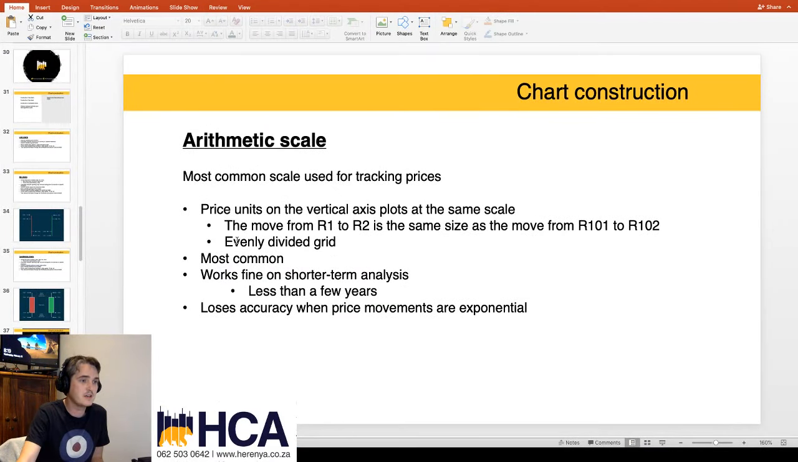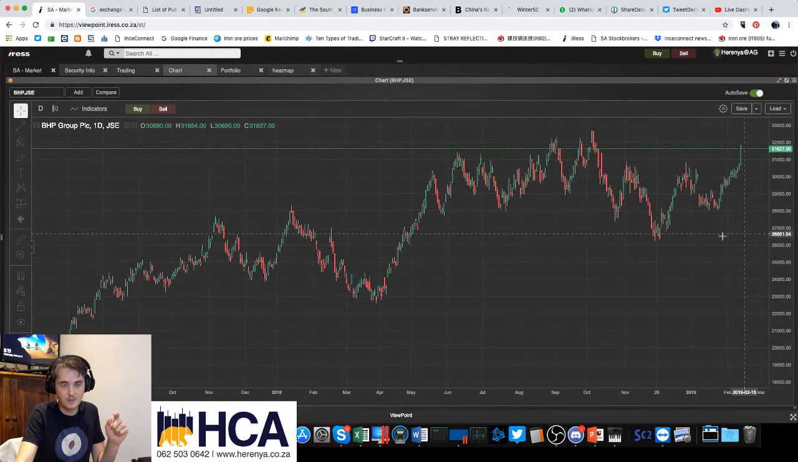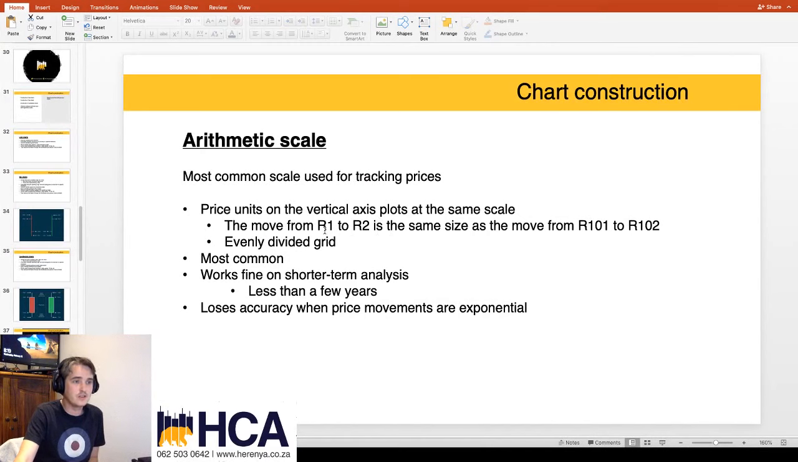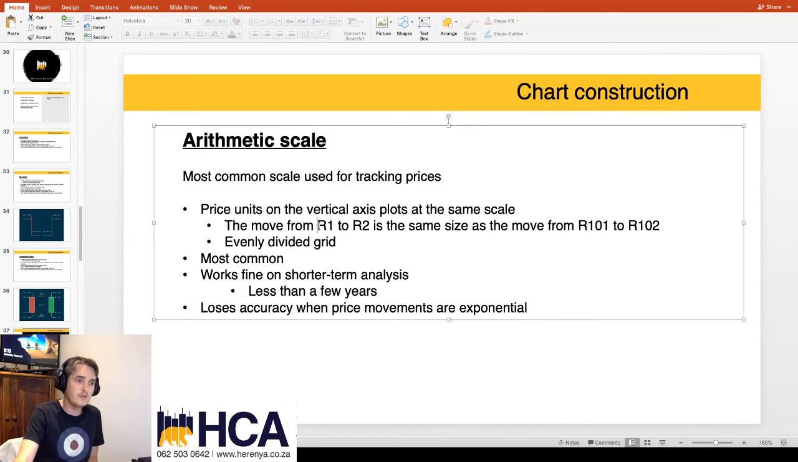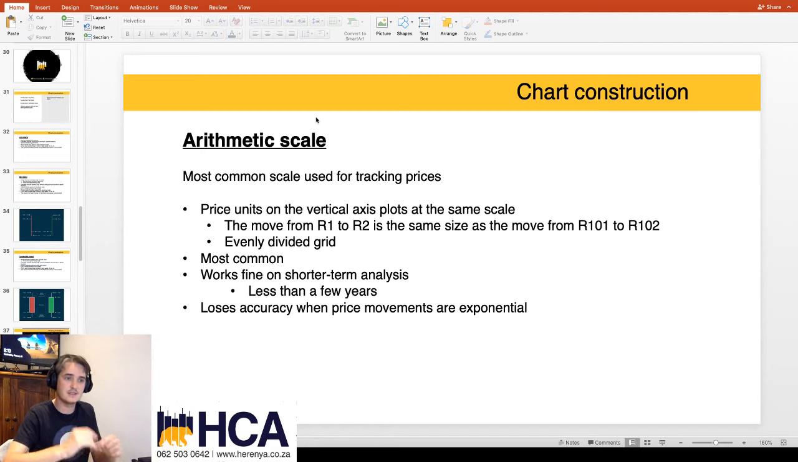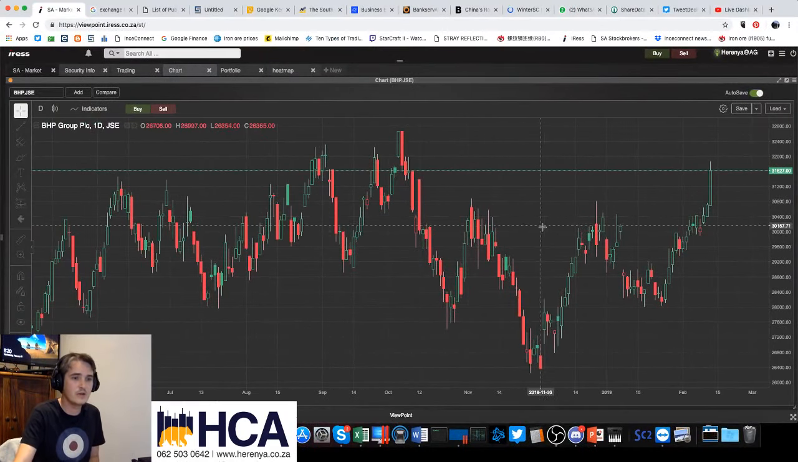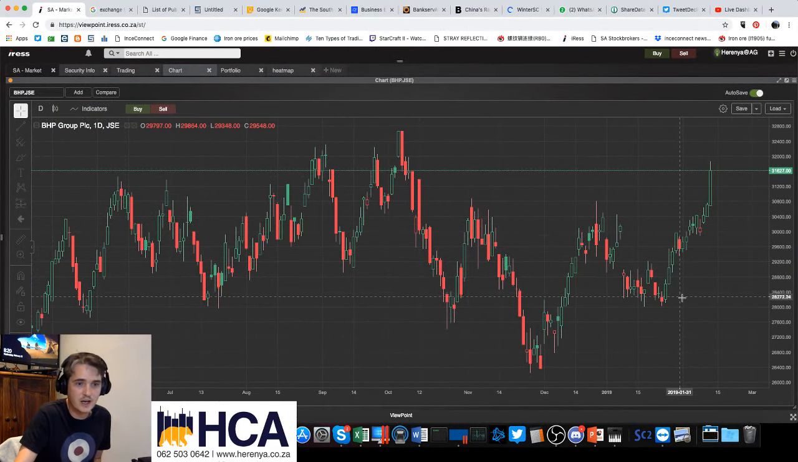What happens here is that the size of the movement indicated on the price axis is equal regardless of where the move takes place. So the movement from 1 rand to 2 rand is the same size as the movement from 101 rand to 102 rand. Think of it as an evenly divided grid. If you take a piece of paper and draw a grid on it, lots of lines, each increment between those lines carries the same value.